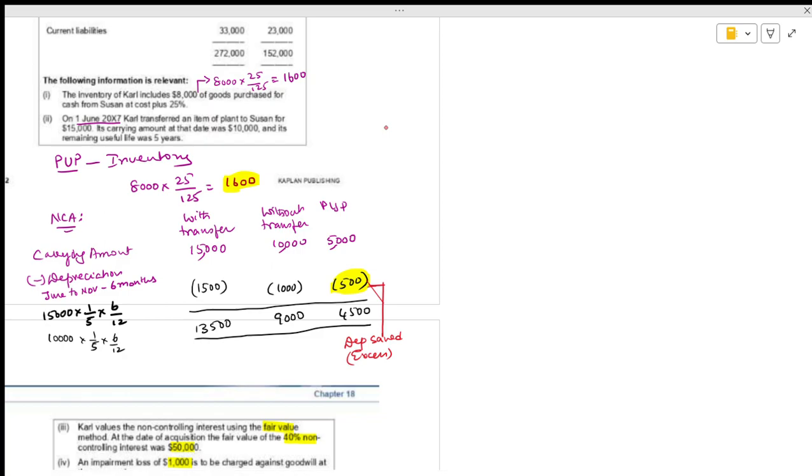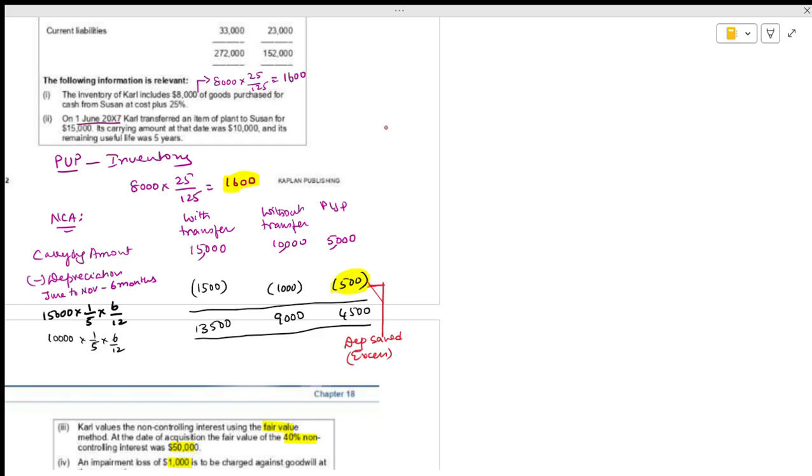The rule says that we have to consider the cost. We should not consider the sale value. When we consider the cost, we are calculating depreciation on a lesser amount. When you calculate depreciation on the lesser amount, depreciation expenses will decrease and profits will increase.